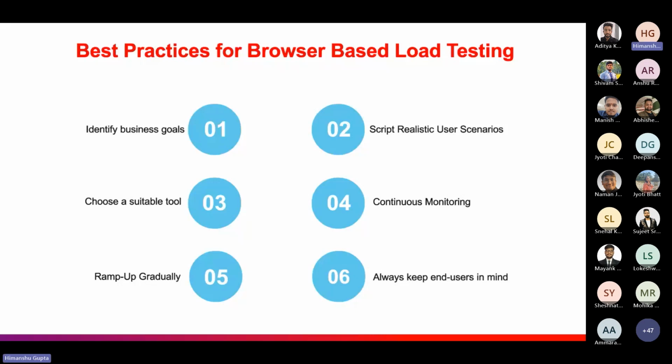Fourth is continuous monitoring. While executing our performance testing scripts, we should always monitor the test as it helps us to find bottlenecks based on the metrics such as web vitals, error rates, transaction rates, etc. Fifth is ramp up gradually.